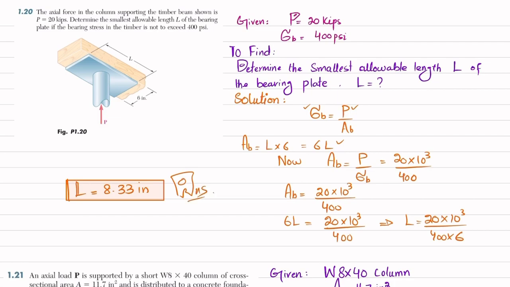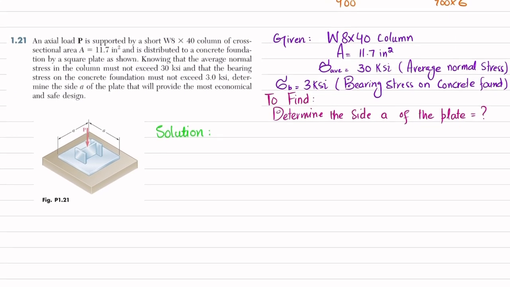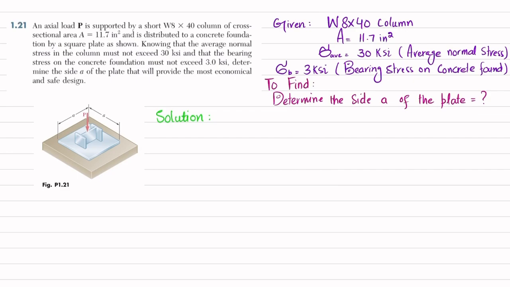1.20. Now we'll move toward the second problem, and the statement of this problem is: an axial load P is supported by a short wide flange beam W8 into 40 column of cross section area 11.7 square inch and is distributed to a concrete foundation by a square plate as shown. Knowing that the average normal stress in the column must not exceed 30 ksi and the bearing stress on the concrete foundation must not exceed 3 ksi, determine the side A of the plate that will provide the most economical and safe design.